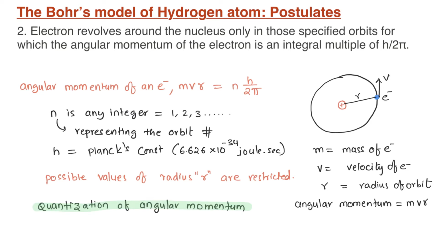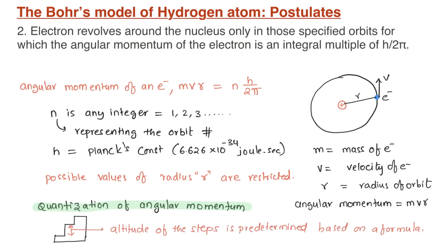Again, let us go back to our ramp versus stair analogy and understand what this postulate actually means. What we are saying now is that the steps can only be at certain predetermined altitudes based on some formula.